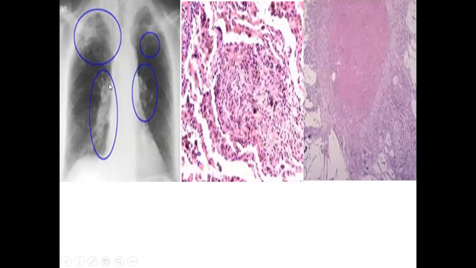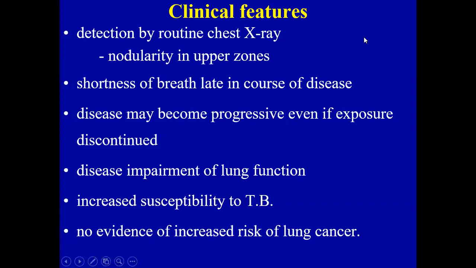This is a X-ray, chest X-ray of a patient with silicosis. هذه الopacity، هذه opacity، هاي الاماكن اللي فيها opacity. هذه بالسكشن هنا fibrosis وبالليت ستيج يصير عندنا fibrotic nodules. The clinical feature, this is detected by routine chest X-ray.